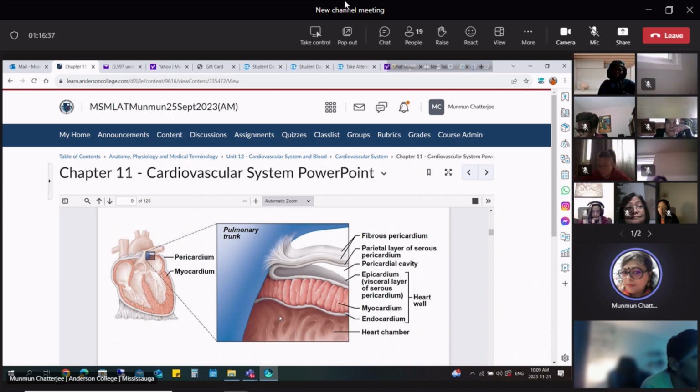Sometimes questions come asking what the outer layer of the heart covering is. If the options are pericardium, myocardium, endocardium, it can be pericardium. But if the options are epicardium, myocardium, endocardium, the answer is going to be the epicardium, because the epicardium is closely next to the heart. So epi, myo, endo. Endo means within, inside. Myo means in between, the muscle layer. And epi means outside, epicardium. And the epicardium is part of the pericardium.